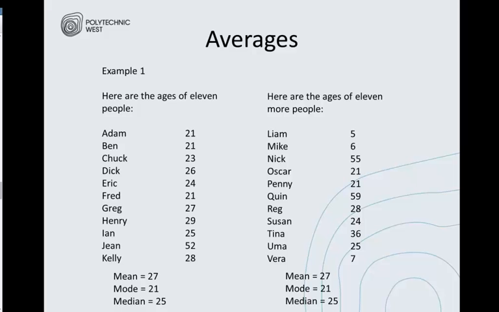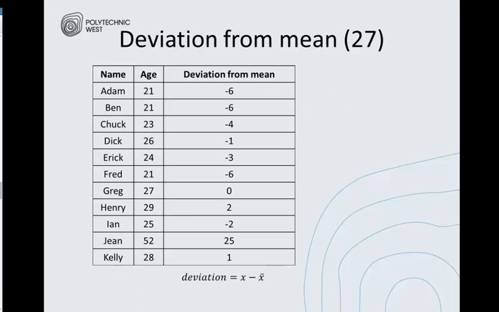We need another value which will give us an indication of the spread in the data. The first option is to look at the deviation from the mean. So what I've done is, for each value, I've subtracted the mean from it to get how much it deviates from the mean. And then maybe what I can do is find the average deviation from the mean. That'll give me a value for spread.